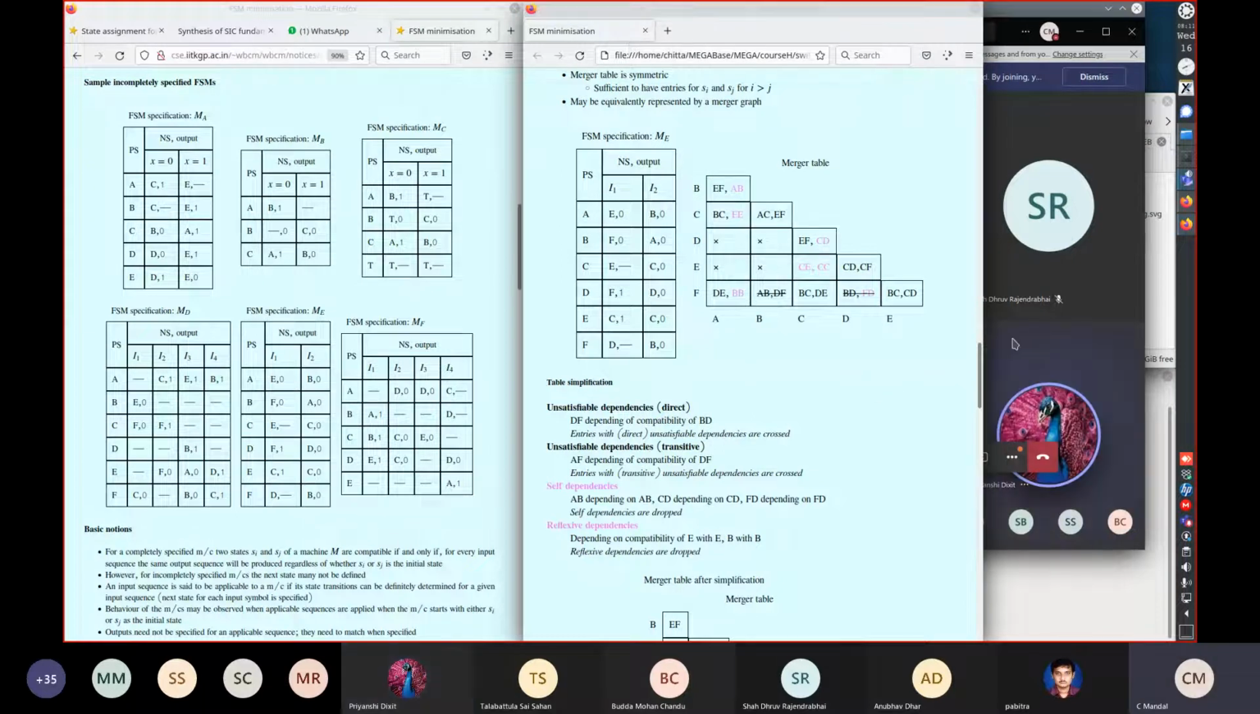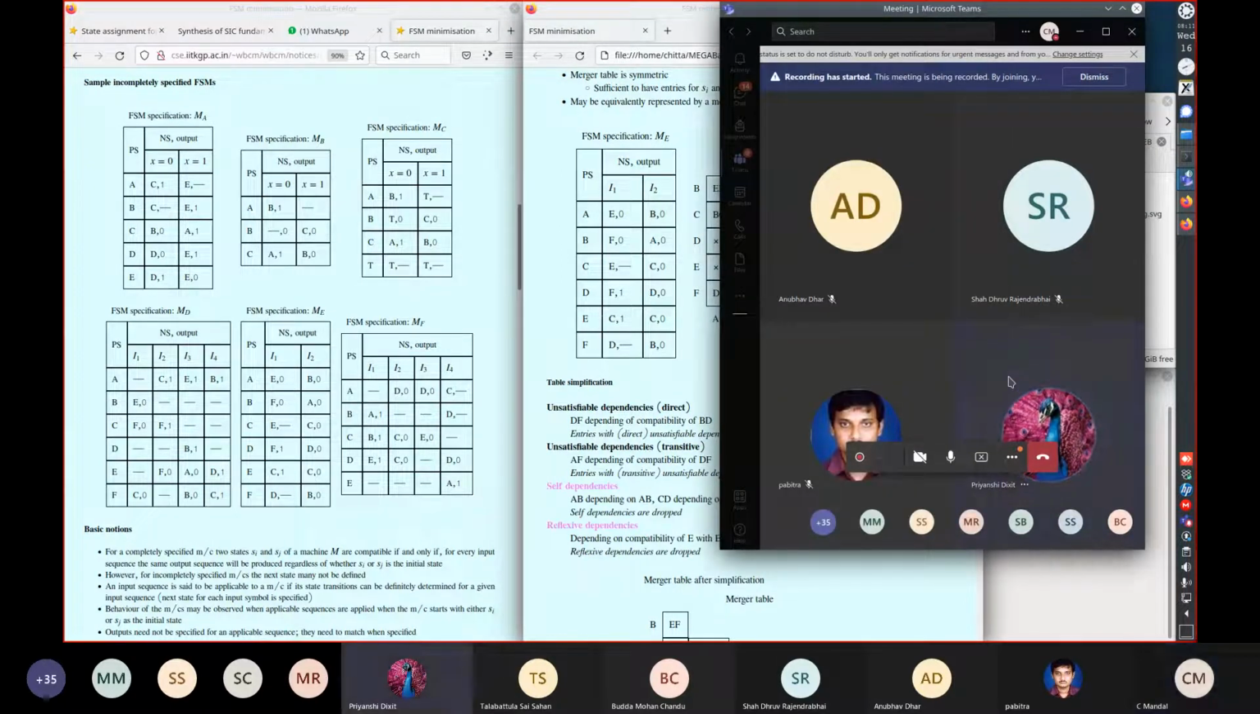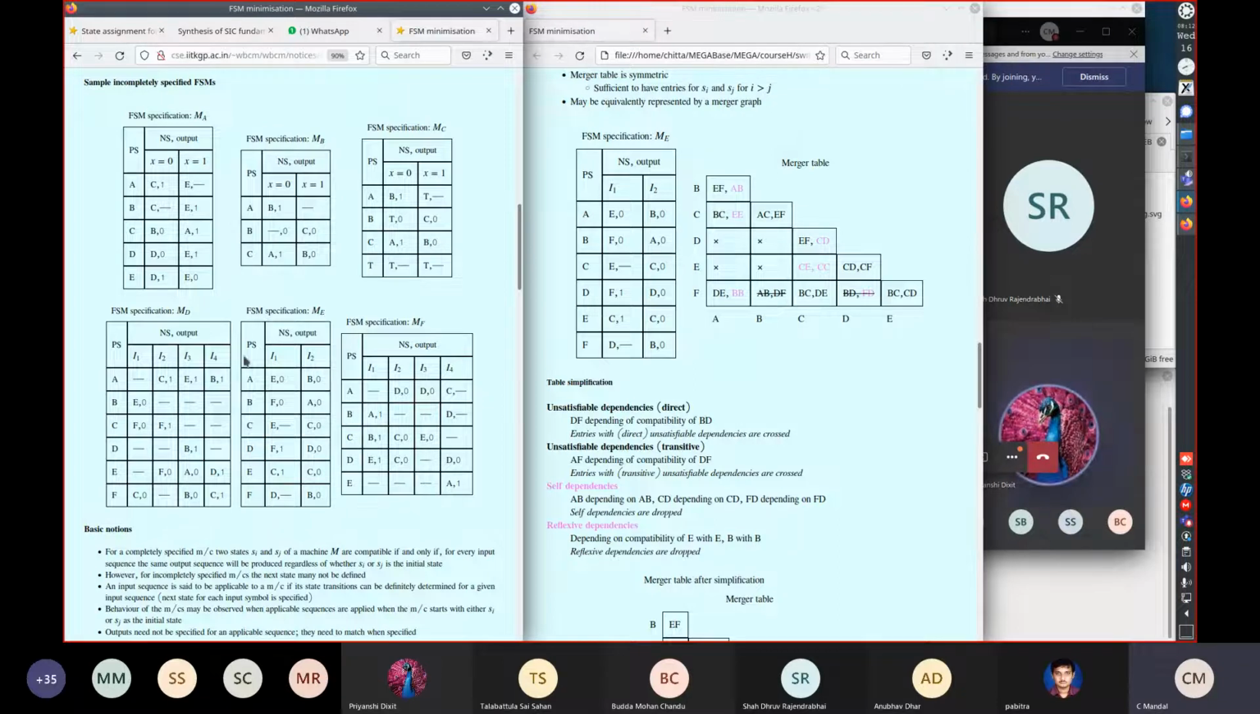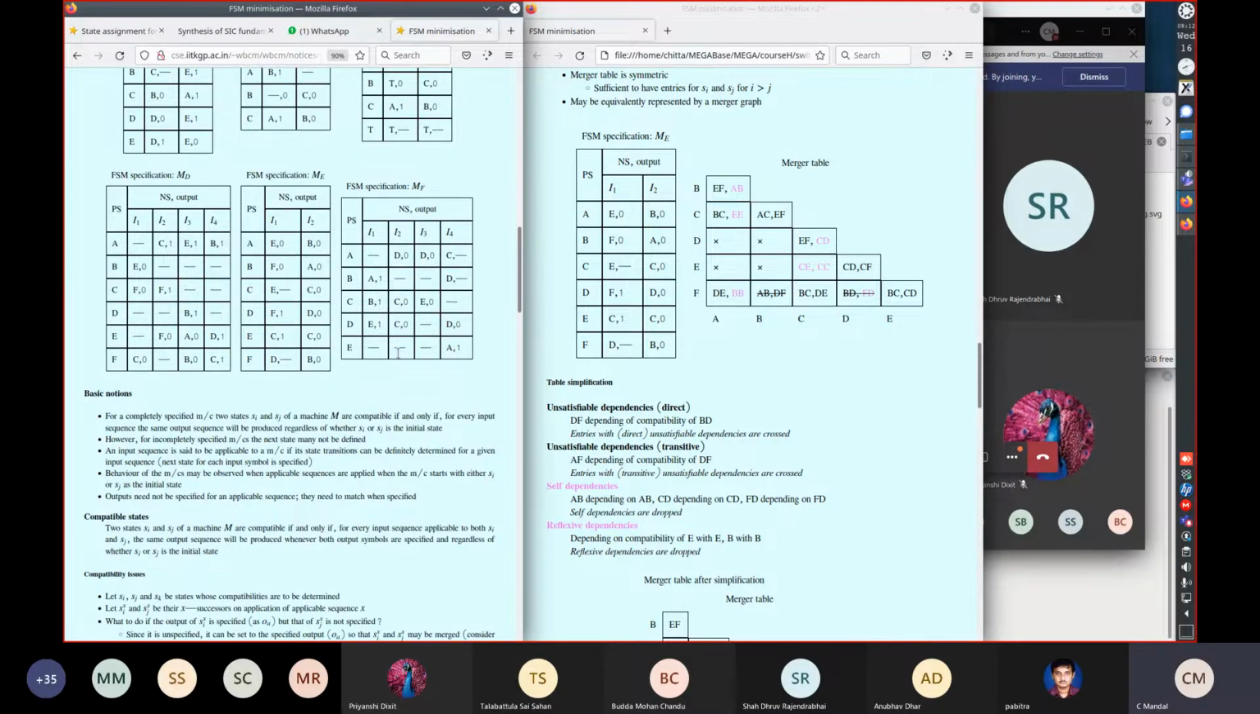Excuse me, sir. Yes. So what do we do like for A, the output for I1 is... Let us take up AB. So we are looking at MD, right? So let us take up AB. If you want A and B to be compatible, then there is no dependency at the moment, because as you can see here, the next states are not defined. So A and B can be compatible.